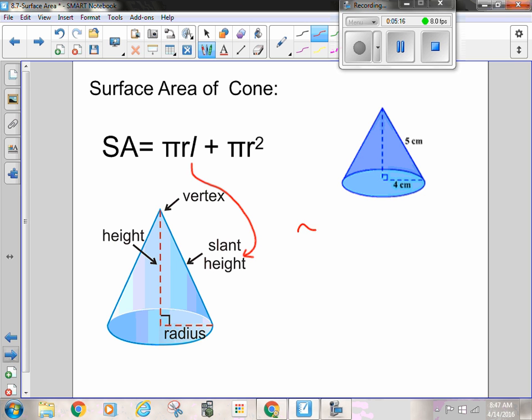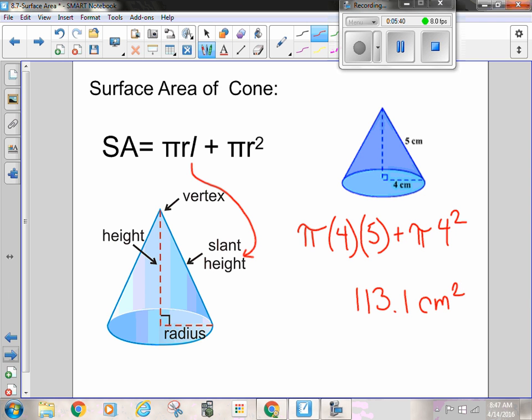So pi times my radius of 4 times my slant height of 5 plus pi times radius of 4 squared. And it's just punch it into the calculator. So pi times 4 times 5 plus pi times 4 squared. We get 113.1 centimeters squared.